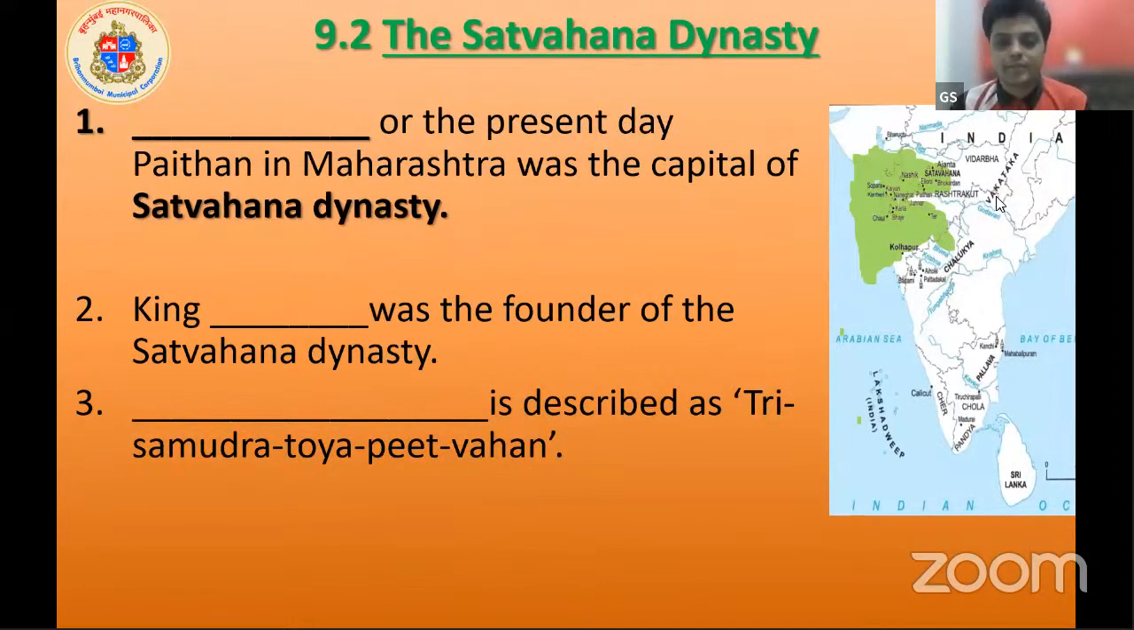You have to write the name of that city. The second question, the dash was the founder of the Satvahana dynasty. The first king who established the Satvahana dynasty is called the founder. So the king dash was the founder. You have to note down the name of the king. Third question, dash is described as Tri Samudra Toyapit Vahan. You have to write the name of the king who was described as Tri Samudra Toyapit Vahan. We have learned in detail about it.